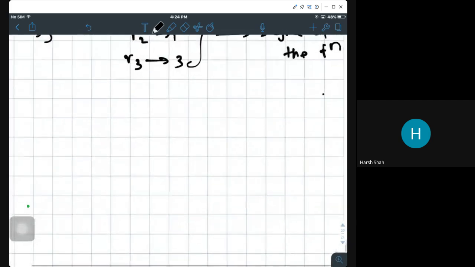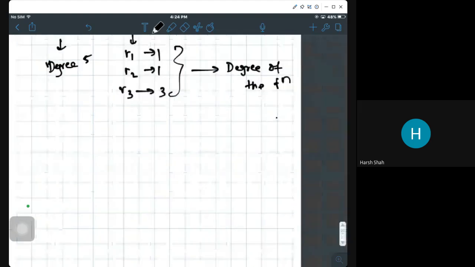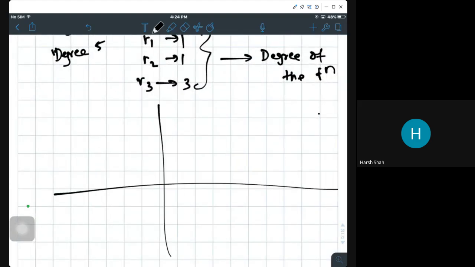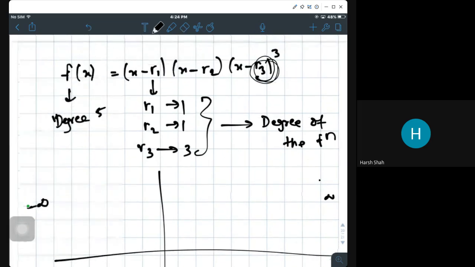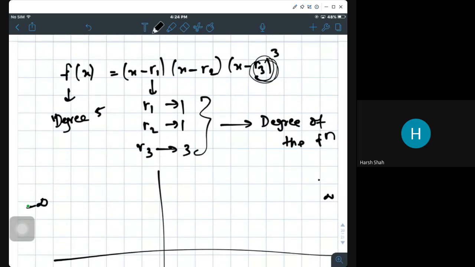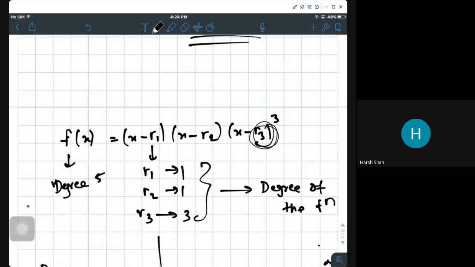Okay, how do we plot this thing? This is very important. You first need to find the end behavior of the function. That means the behavior at minus infinity and plus infinity. Now how do we find the behavior at minus infinity? We see what sign will the function give. Approximately what sign will the function give. If I put minus infinity here, I'll get a negative sign. Is that correct?